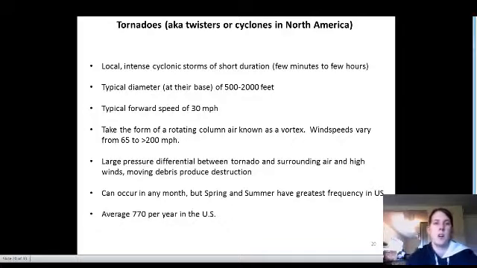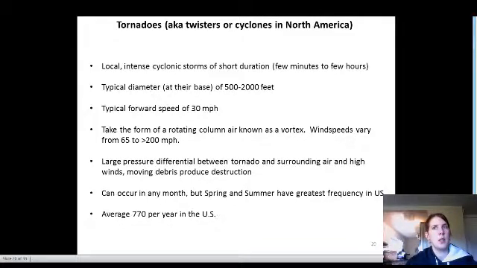Okay, tornadoes, also known as twisters or cyclones, actually comes from the Spanish word tonar, which means to turn. So tornadoes are intense cyclonic storms of short duration. They last anywhere from a few minutes to a few hours. Their typical diameter at their base is anywhere from 500 to 2,000 feet, with a speed of, on average, 30 miles per hour. They take the form of a rotating column of air known as a vortex, and the wind speeds can vary from 65 to over 200 miles per hour.